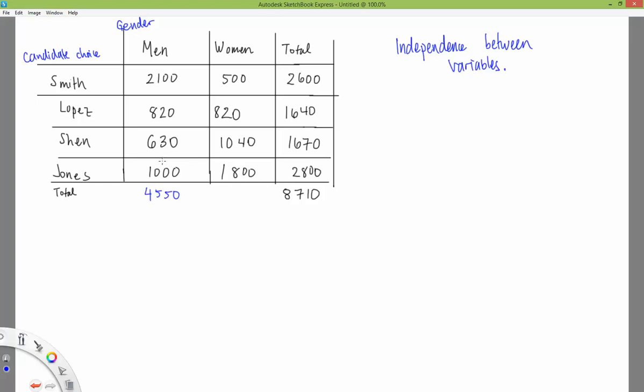Anyway, I just want to show: can we see if something is linked? Are they dependent or independent? Dependent suggests there is a link, and we don't know exactly what it is, but there is a link between the two variables.